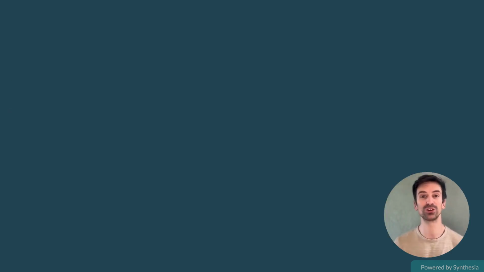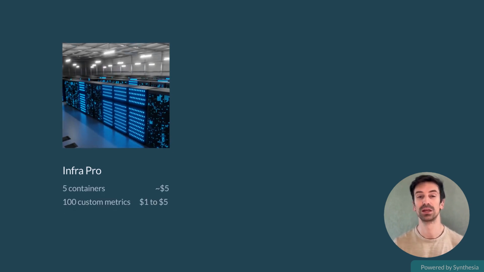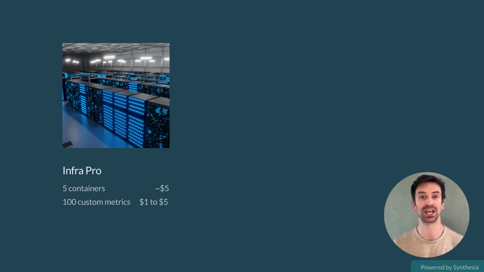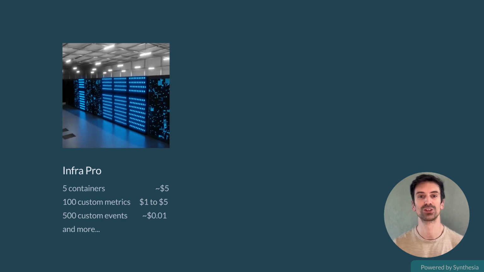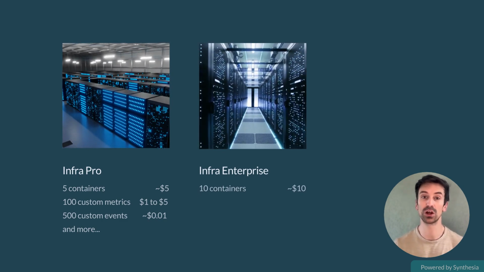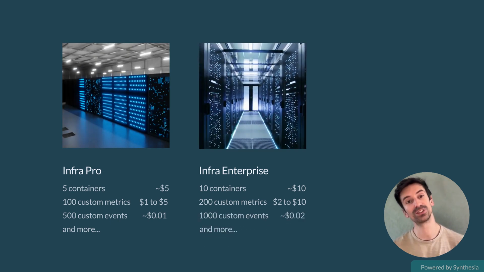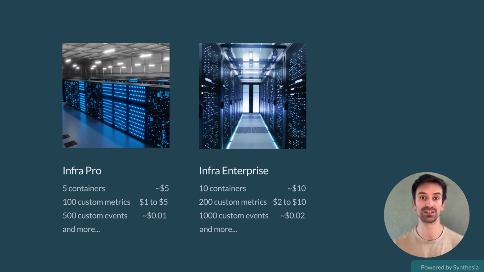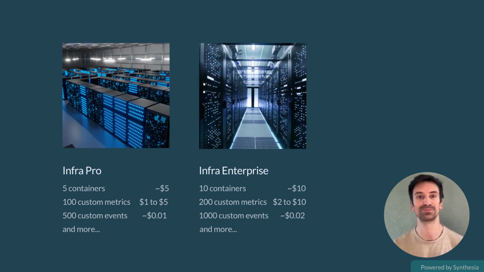Let's go back to infrastructure host pricing using Datadog's public numbers. The Pro plan includes roughly $5 worth of container monitoring, 100 custom metrics valued between $1 and $5, and a quota of custom events. Of course, it includes everything else from the standard metrics, integrations, and more. The Enterprise plan doubles that. About $10 of container capacity and $2 to $10 worth of custom metrics, some custom events, and the same standard metrics, integrations, and more. So depending on your usage patterns and how well you negotiate, the Enterprise plan could actually be more cost-effective. Now let's move on to log pricing.